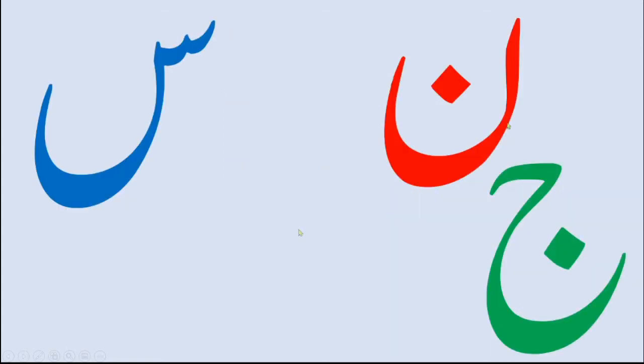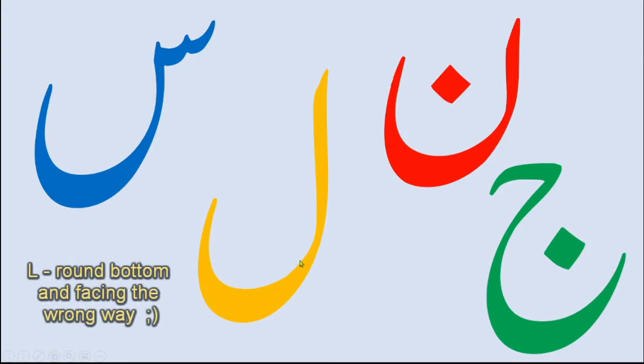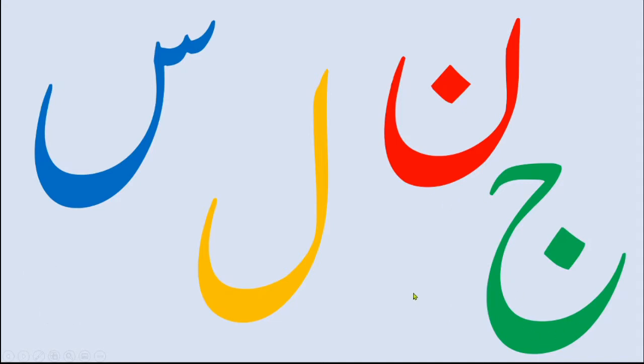Okay. Now, before I introduce another letter, I would like you to look at these letters now. Noon, Jim, and Seen. And we just learned this letter, Lam, which gives you L sound like L. And if you see, it does look a bit like L. So straight over here, going over there, L. Okay? Now, do you notice something particular in these letters? No? Let me try to help you.